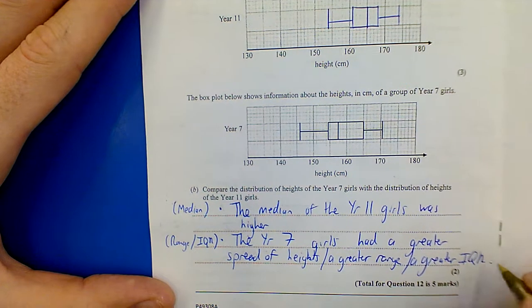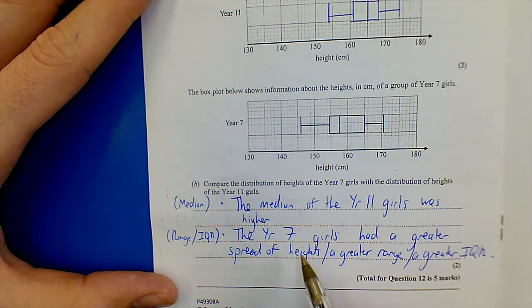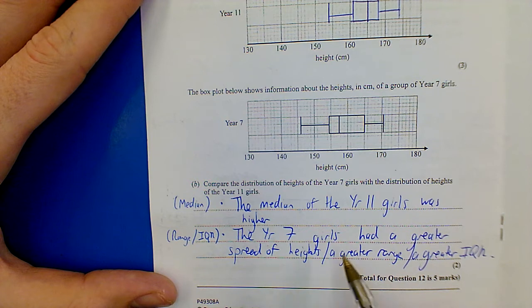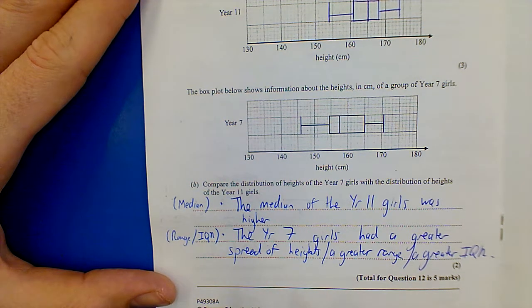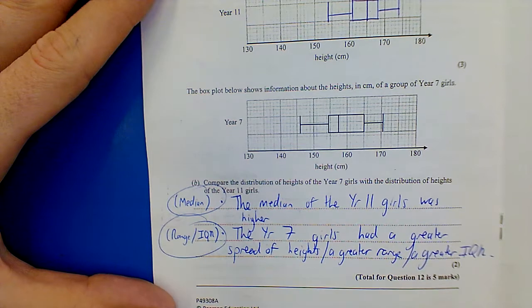interquartile range. You can go the other way again, you can say the year 11 girls had a lesser spread of heights or a smaller range or a smaller interquartile range, but one comment on the median and one comment on the spread.